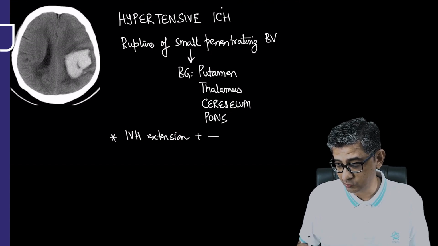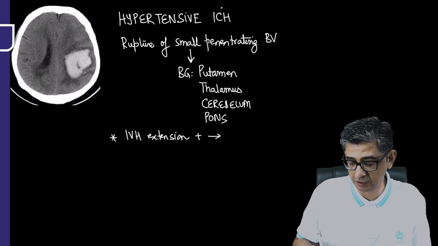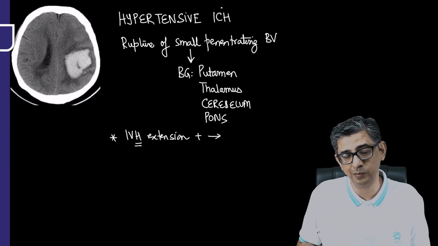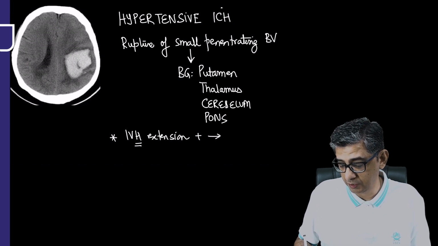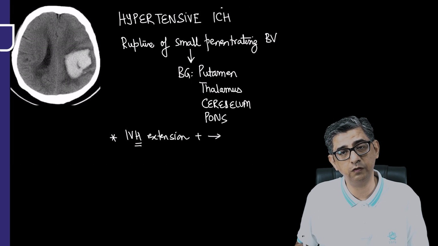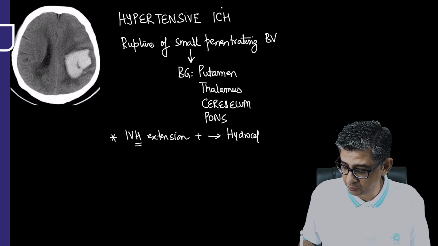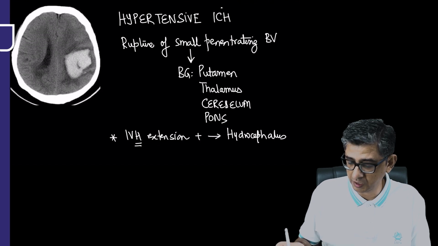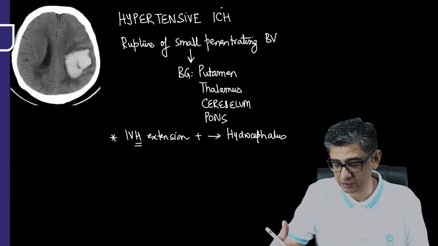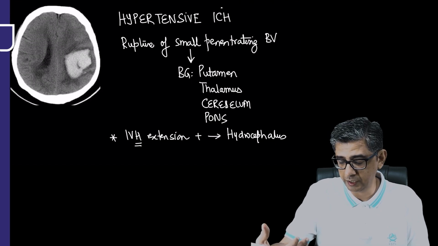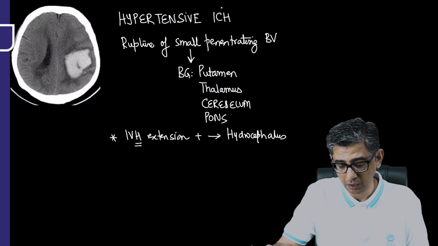Now, what is the bad news about intraventricular hemorrhage occurring concomitantly, an intraventricular extension occurring in a person? The bad news is that the person will have higher chances of development of a raised ICP and even chances of development of hydrocephalus. The main message is that hypertensive bleed would affect the small penetrating blood vessels. Putamen is the number one site, then thalamus, cerebellum, pons, and chances of deterioration in the patient would be relatively higher.